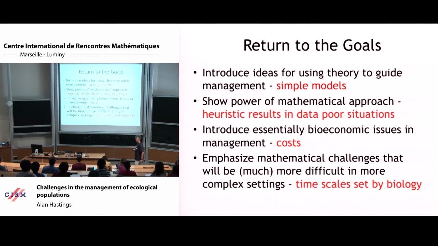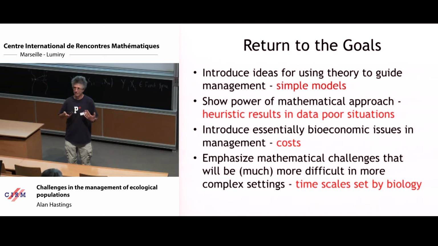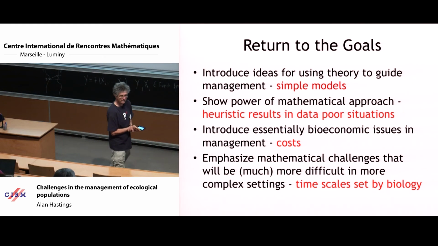One is I want to go back to the goals, which I mentioned at the beginning, and see how I've done. And for the first goal, using theory, I would argue that there's a great value to simple models, because with data-poor situations, you can't really parameterize complex models. And those are the times where we probably need the most guidance. Otherwise, we really wouldn't need the help.